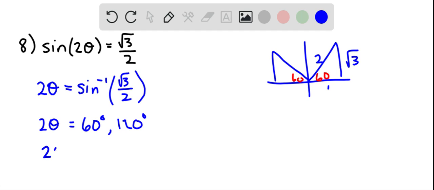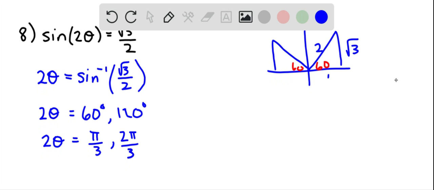Let's put that in radians. 2 theta is equal to pi over 3 or 2 pi over 3. But remember, this is the kind of problem where you want to go around and get a second set of solutions, because you're going to be dividing everything by 2. So going around the circle again, all the way back to the same position in the first quadrant, we need to add 2 pi radians to our first answer, and we end up with 7 pi over 3. And then we need to add 2 pi radians to our second answer, and we end up with 8 pi over 3.